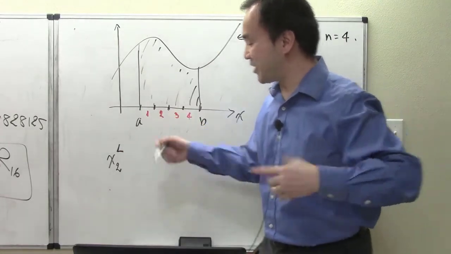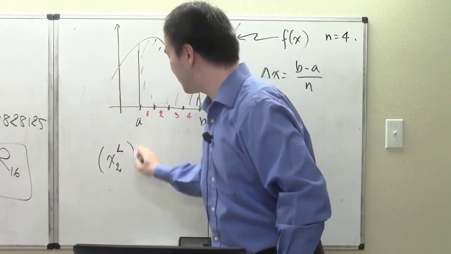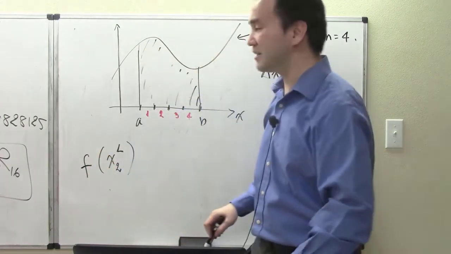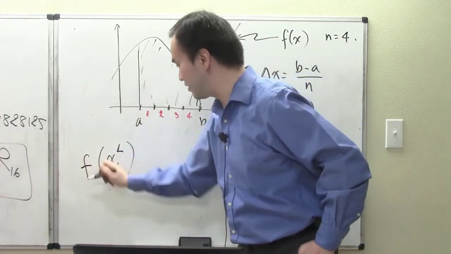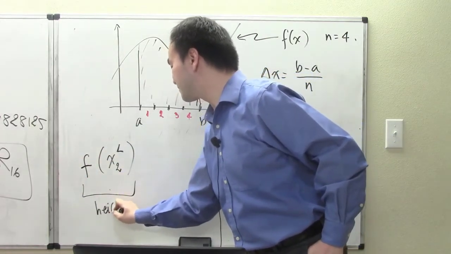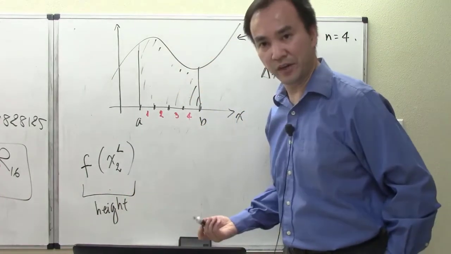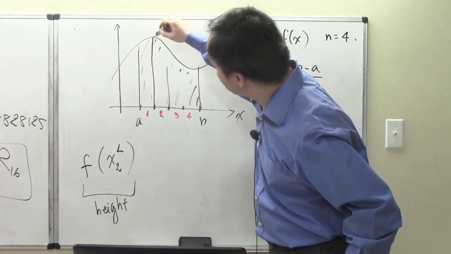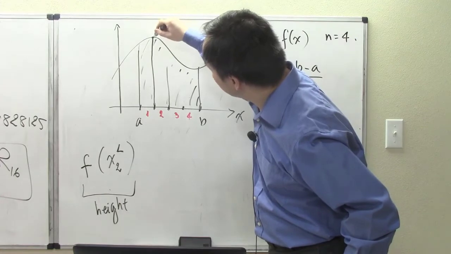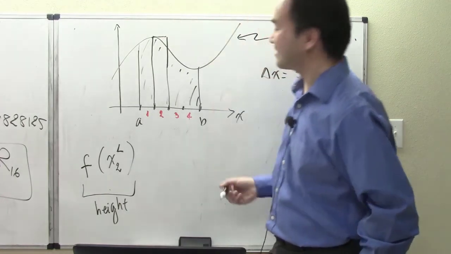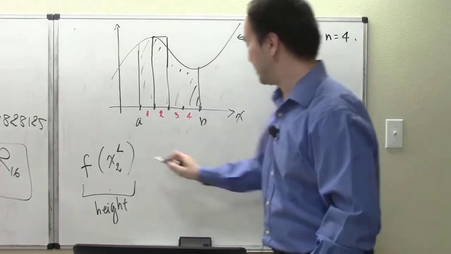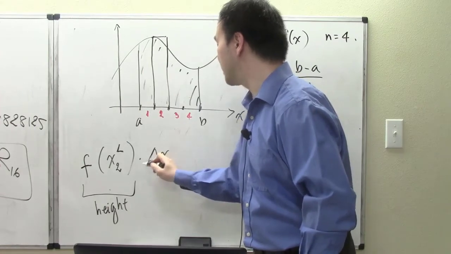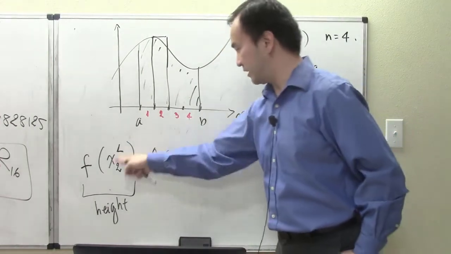Generally the idea is this: we pick the left endpoint in interval 2, and then we substitute that into the function to get the height of the rectangle, because eventually we're going to draw the rectangle. The height is determined by this, and from that we draw over and get our rectangle. That's the height for rectangle 2. Then we multiply by delta x, the width. So that's for one rectangle, specifically rectangle number 2.